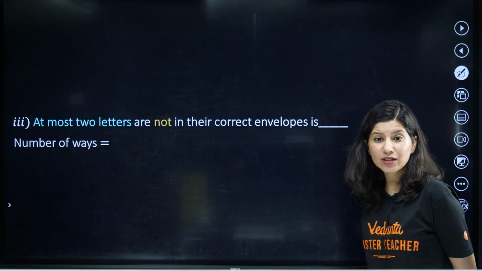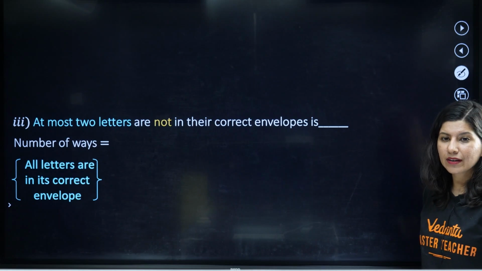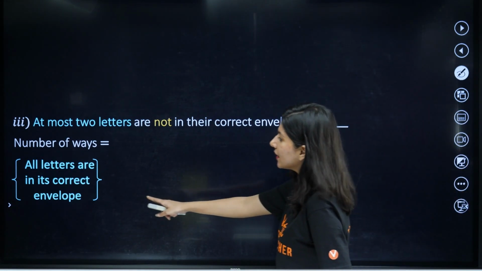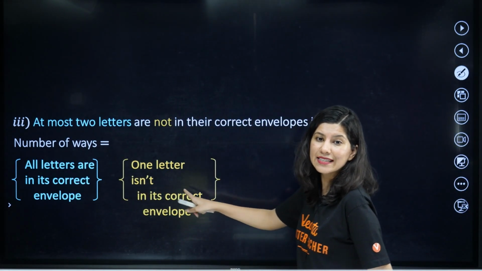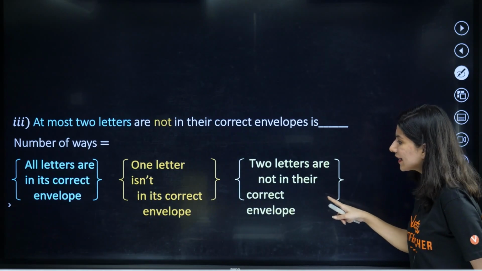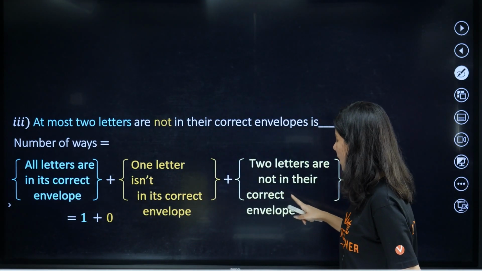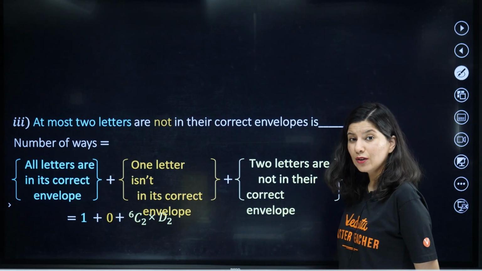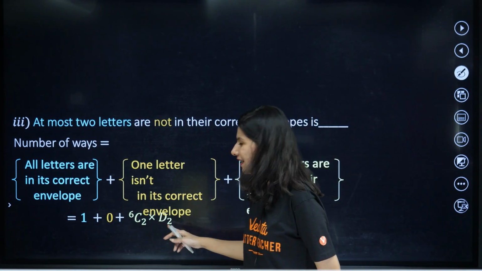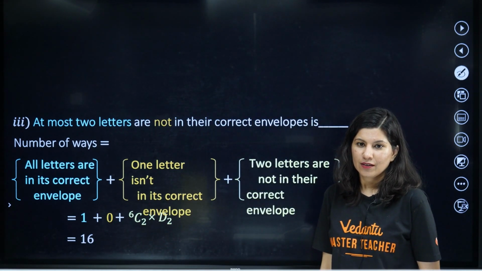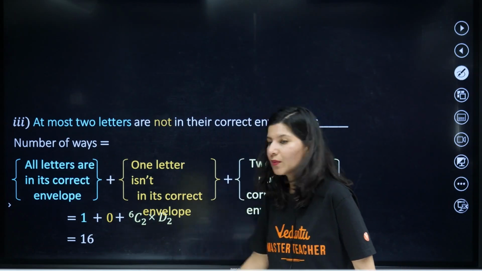Now third, we just do: at most 2 letters not in their correct envelope. So all letters are in the correct envelope, plus exactly 1 letter, plus exactly 2 letters. Now all letters in the correct envelope is 1. Exactly 1 letter will be 0, and exactly 2 letters will be 6C2 into D2. So 6C2 is 15, and D2 is 1. So yes, 15 plus 1 will be 16.